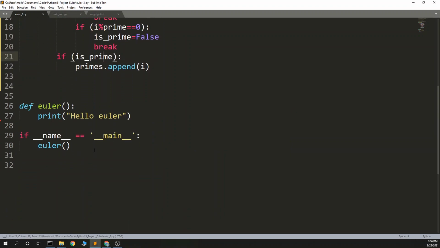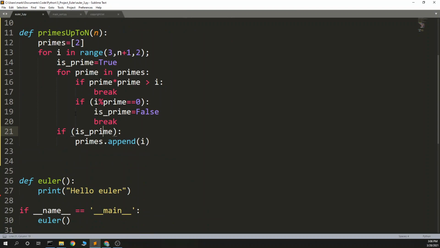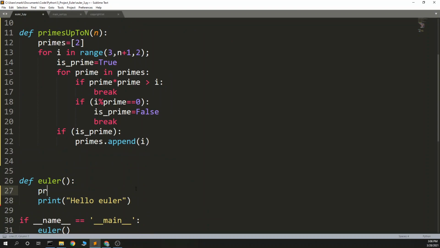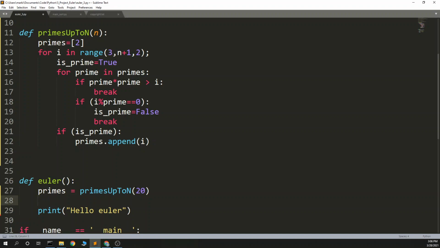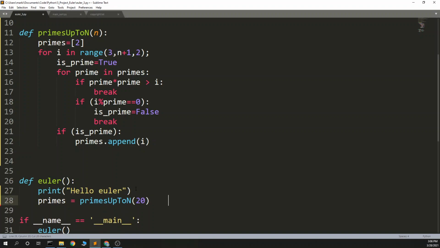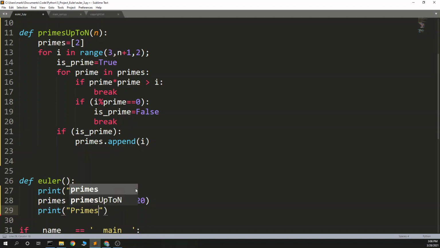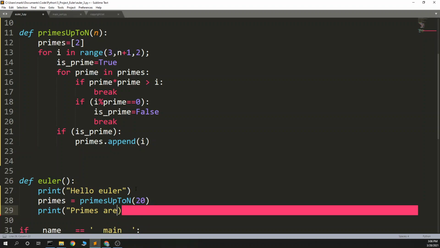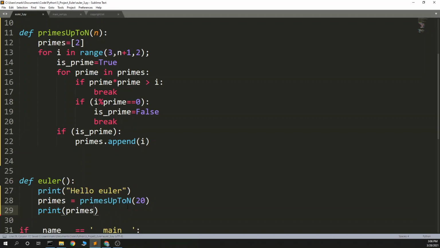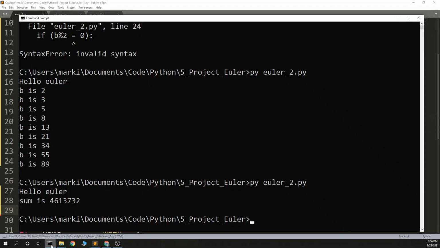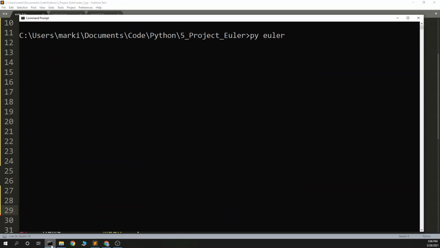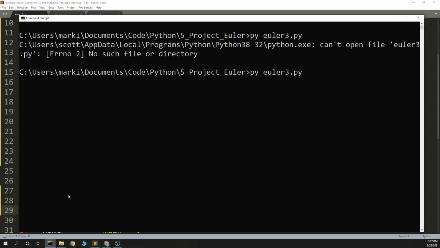So let's start with seeing if that will work. We say primes up to 10 equals primes up to n. We'll start with 20. And we'll say print primes are. We'll just print the primes. And this will be Euler 3. So we'll clear the previous one. Python Euler_3.py.